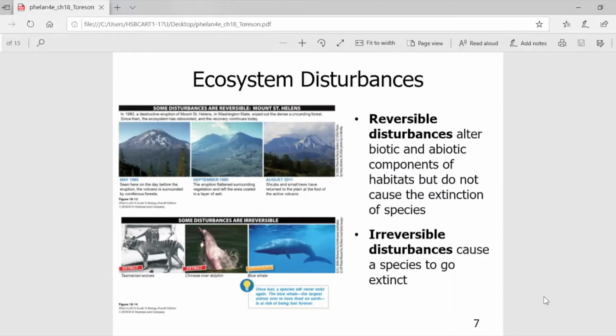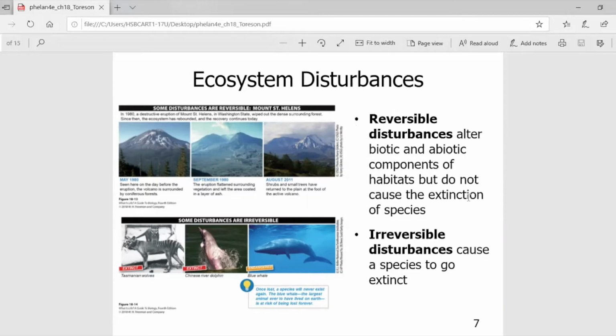Disturbances to the ecosystem can be reversible or irreversible. Reversible disturbances may alter components of the habitat, both biotic and abiotic, which are living and not living components, but they don't cause extinction of any species. So reversible disturbances are fine because they do not lead to extinction of species.